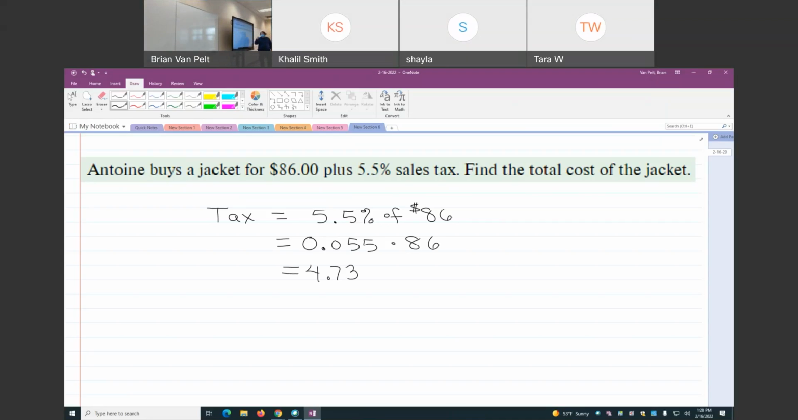That's just the tax. Gotta get the price, the cost. I don't know, what do you call it? That's the price, plus the tax. So we would have, the price was 86 plus 4.73. That equals 90.73. And so we're talking about money, I'll put a dollar sign on it. Any questions about that?